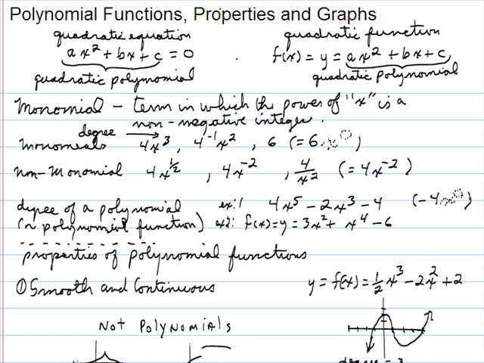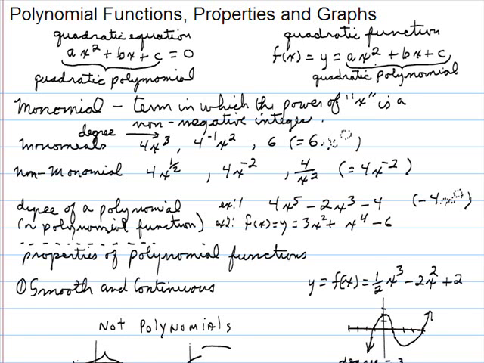If we remove the 0 and we replace it with f of x or y, we get what is called a quadratic function: y equals ax squared plus bx plus c. Now, since the expression has x's and y's, we can graph it in an xy coordinate system. Again, the part of the expression ax squared plus bx plus c is called a quadratic polynomial.